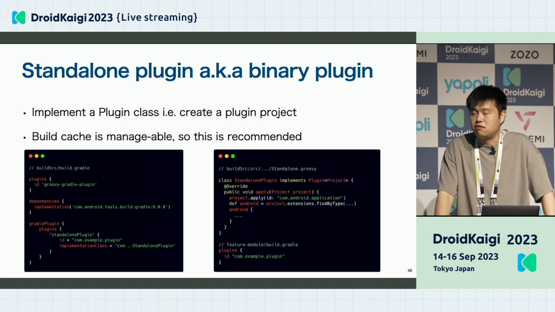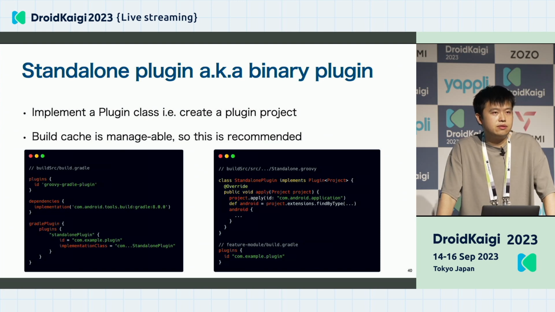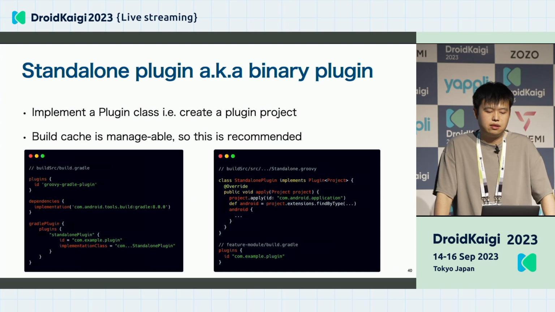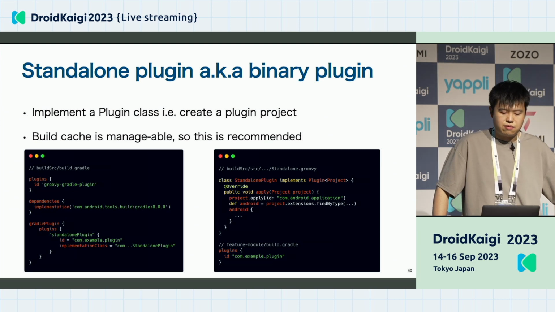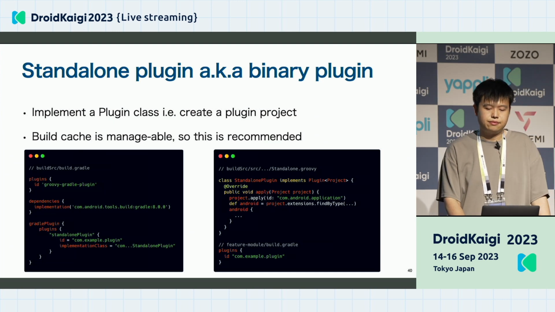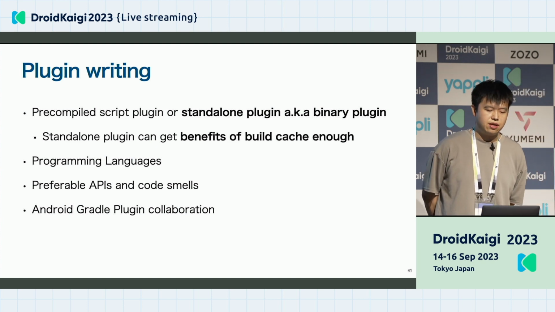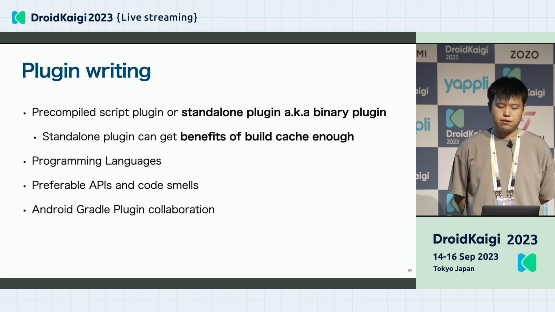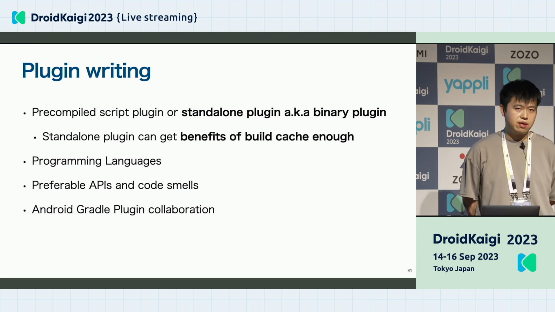Standalone plugins, also known as binary plugins, require a project or module. You have to implement a plugin class and define it as an artifact. You can write large amounts of code for it, and you can manage build caches because it's just a project, as you write the Android app projects. So we should use a standalone plugin instead of the precompiled script plugin because standalone plugin can get the benefits of build cache. It makes sense.